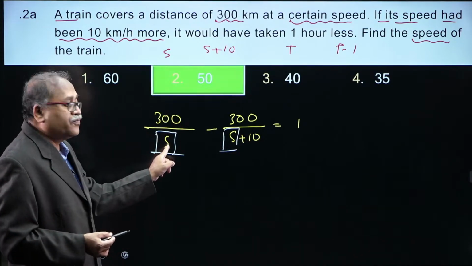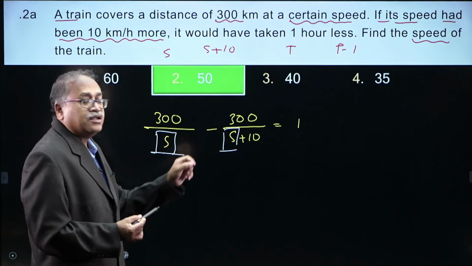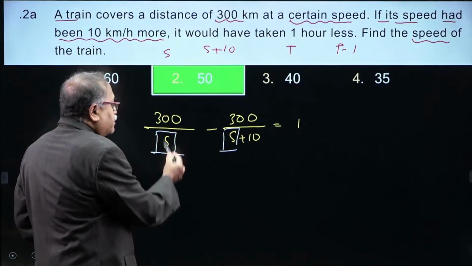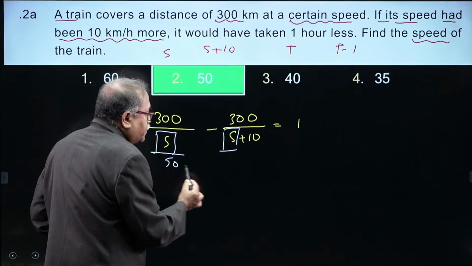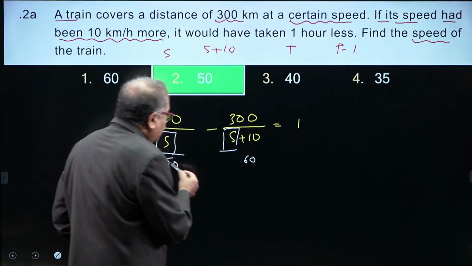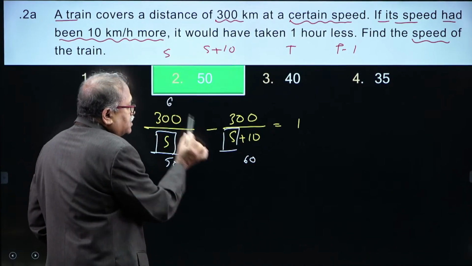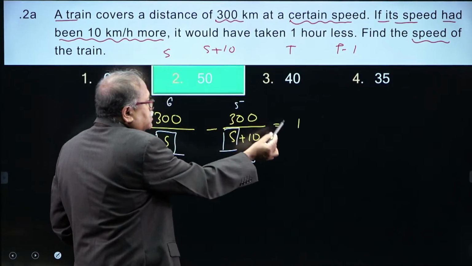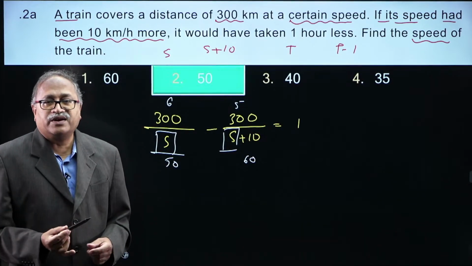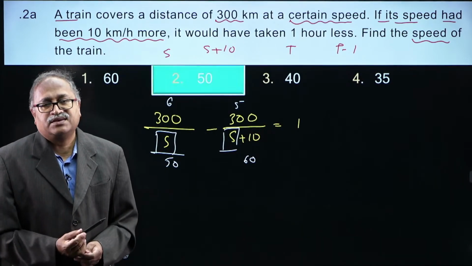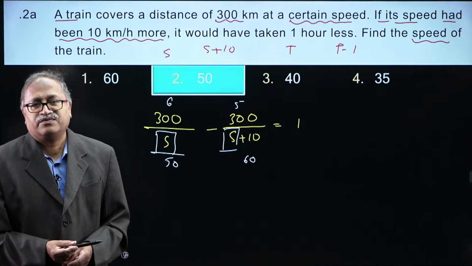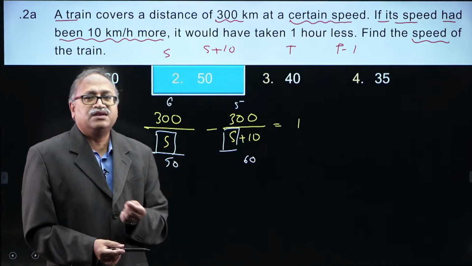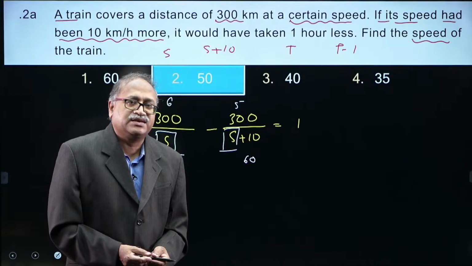If I go for 50 here and 60 here, then I notice that both numbers divide 300. So, this is 6 and this is 5, and 6 minus 5 is 1. So, the left hand side and right hand side are satisfied. Questions like this are best checked with the options, and you can see that with the least possible writing Appal Naidu has answered it.